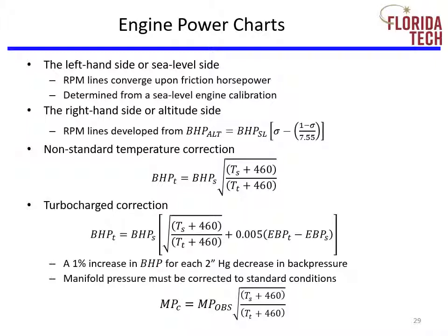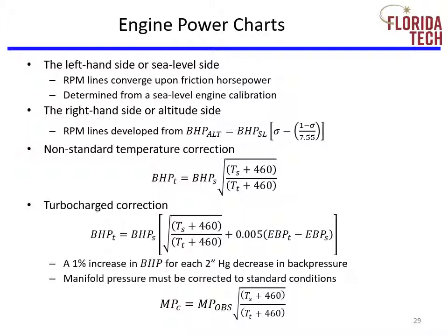Engine power charts have two sides. The left-hand side, or sea level side, is where RPM lines converge upon friction horsepower. This side is determined from a sea level engine calibration. The right-hand side, or the altitude side, has the RPM lines developed from the equation: brake horsepower at altitude equals brake horsepower at sea level times the density ratio minus (1 minus the density ratio) over 7.55.